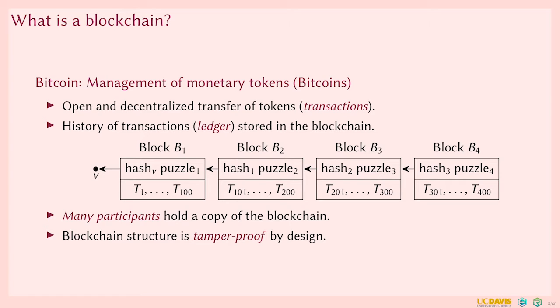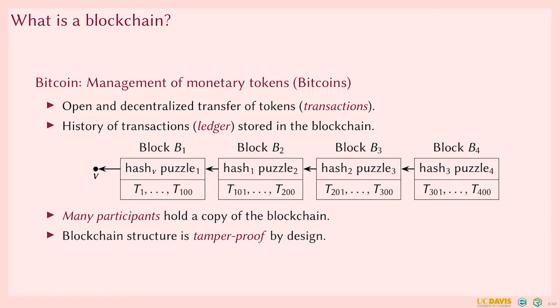The blockchain is a chain. It has a starting point, some genesis value, in this diagram that's V. After the genesis value come blocks, and each block holds a pointer to the previous value in the form of a hash. It holds a puzzle that helps in the construction of the block in a secure way, and it holds a whole set of transactions. Having such a sequence of blocks indeed represents a history of transactions. In Bitcoin, because it's open and decentralized, there are many participants that hold a full copy of this blockchain.